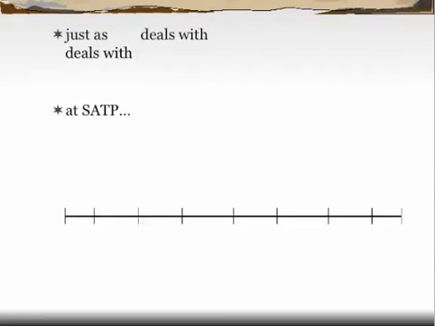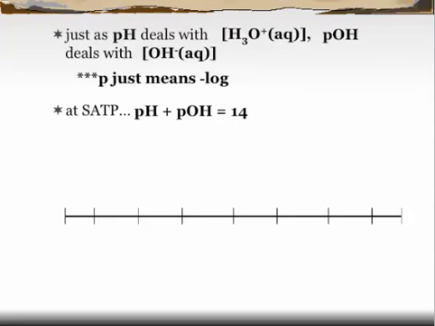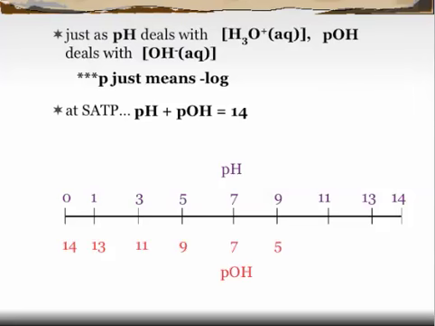Just as pH deals with hydronium ions, pOH deals with hydroxide ions, where P just means the negative log. At standard temperature and pressure, pH plus pOH is equal to 14. So if I have my pH scale and my pOH scale, they will be in reverse.